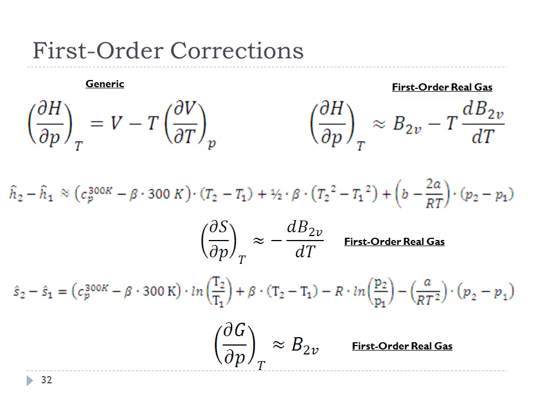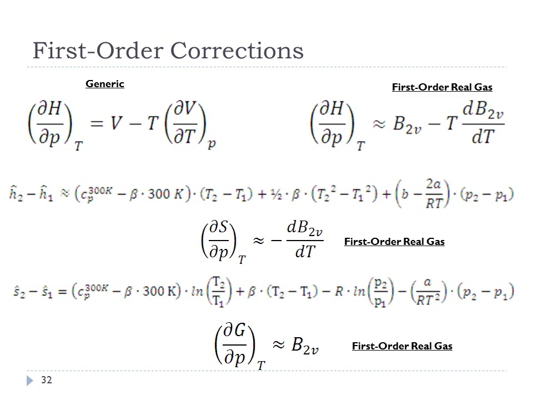Now for the entropy, the change in entropy with respect to pressure at a constant temperature looks approximately like minus the derivative of B2V over dT. And so in that case, we have terms for the temperature, and then we have that minus R times the logarithm of P2 over P1. But now we need to make another correction, and this is the correction that accounts for the real gas behavior, the first order real gas behavior.